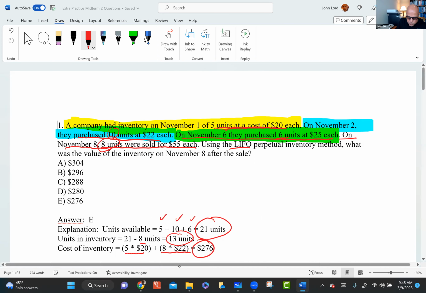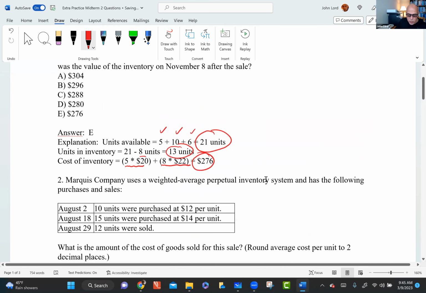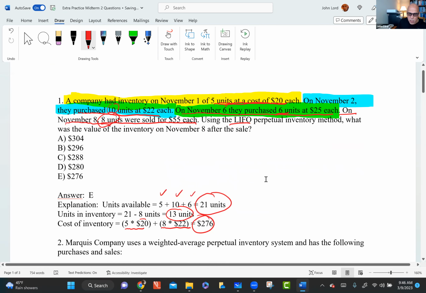Question. Okay, good. By the way, the questions will focus on cost of goods sold and ending inventory. That's going to be the focus.